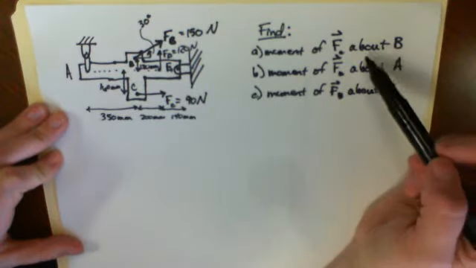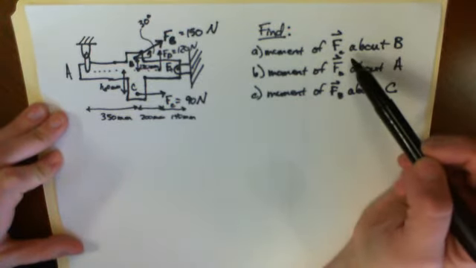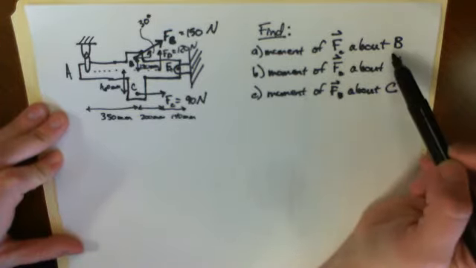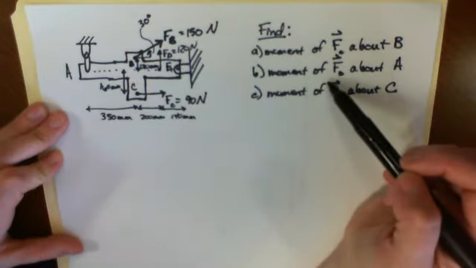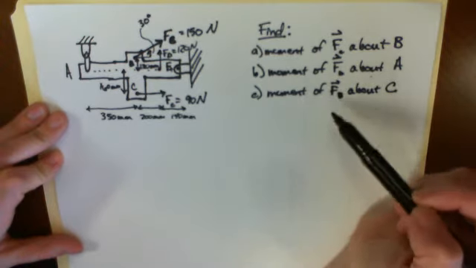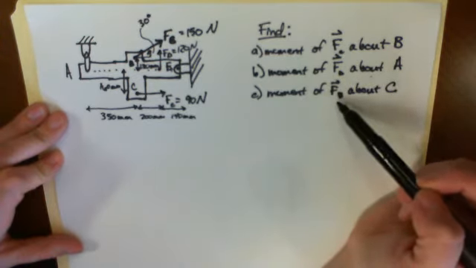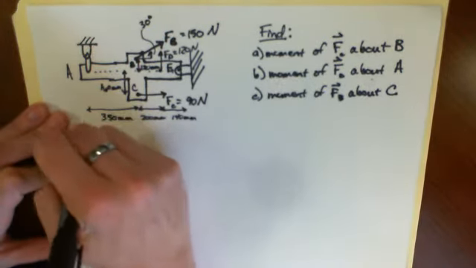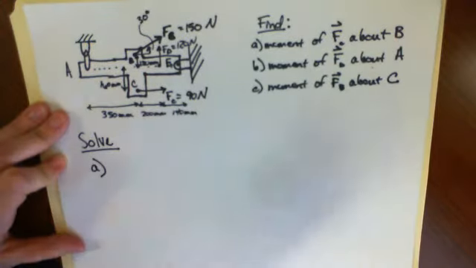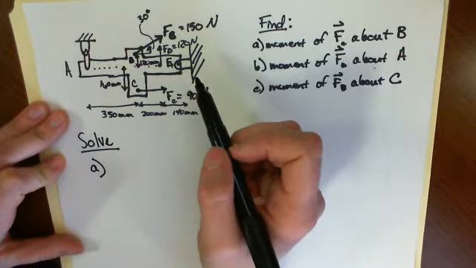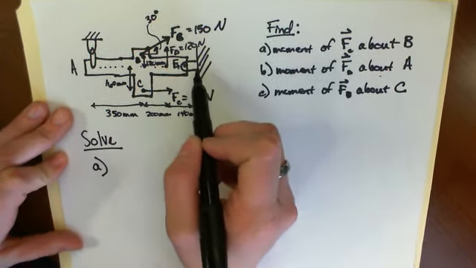We're being asked to find the moment being created by the force at C about point B, the moment being created by the force at D about point A, and the moment being created by the force at B about point C. So let's start by, we would draw a free body diagram, and you would remove these supports, but we're just going to go straight to calculating the moments.